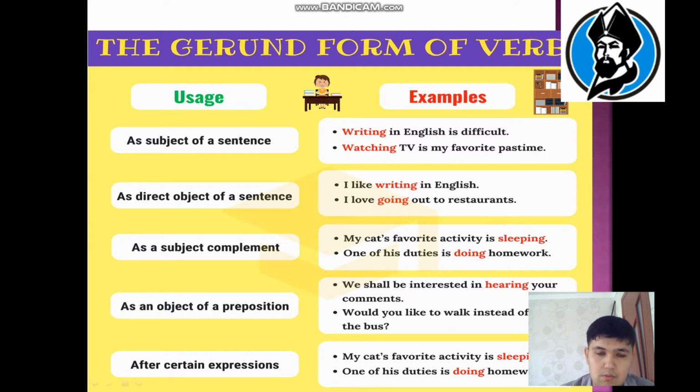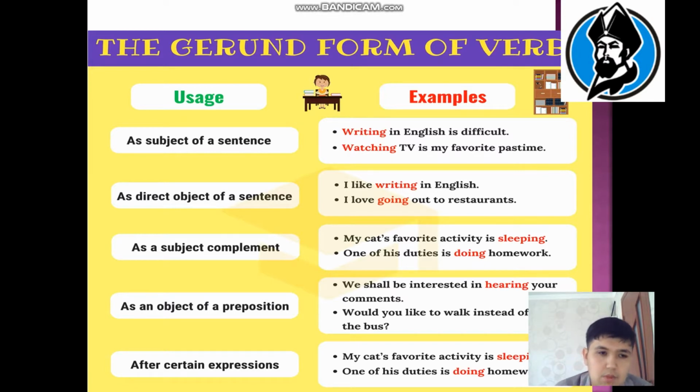The words marked by red color are obviously gerunds. Gerunds can also be used as a direct object of a sentence. For example, I like writing in English. I love going out to restaurants.